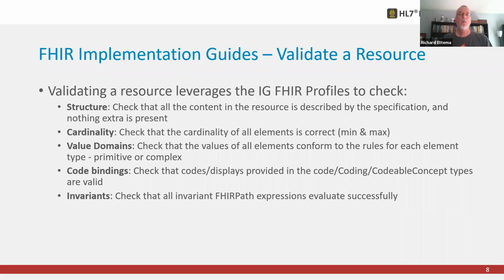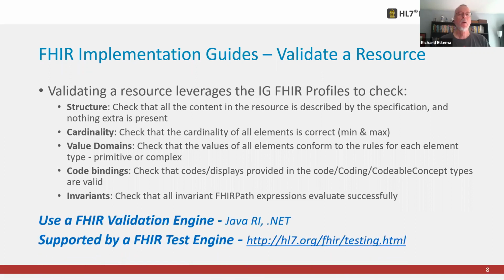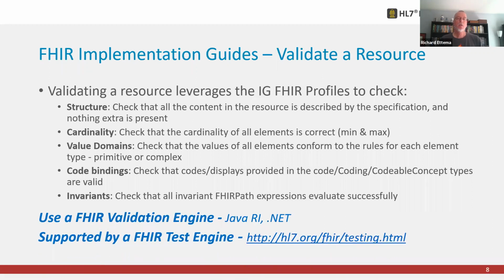Invariants, again, use of FHIRPath expressions. That's the language used to provide those additional constraints where we can do checking between elements and values, make sure something is present if something else is, and so on. Again, we need a FHIR validation engine to implement this. And again, we can leverage the existing Java reference implementation or .NET as well. What's also important is that in our FHIR testing framework, the FHIR test engine also needs to be able to support this. So the FHIR test engine needs to be able to leverage the validation engine as well.